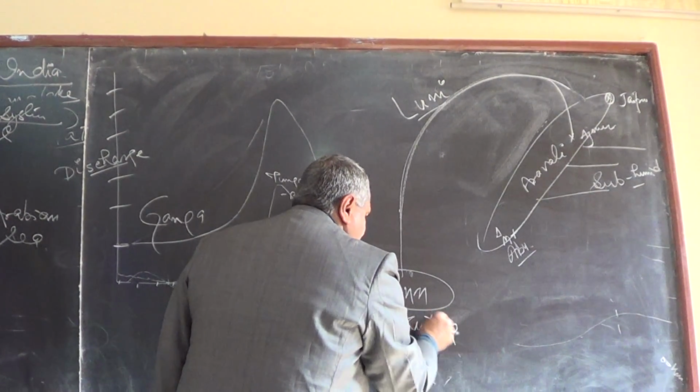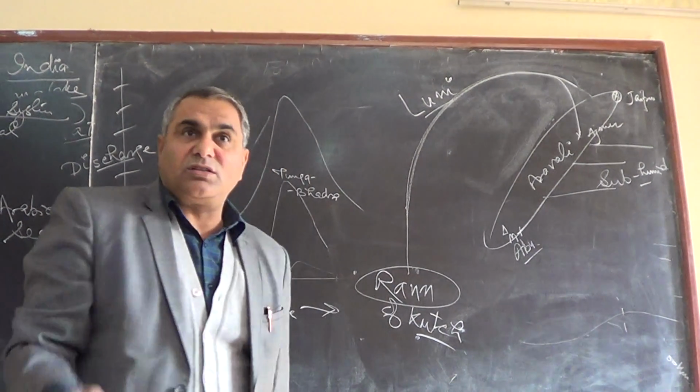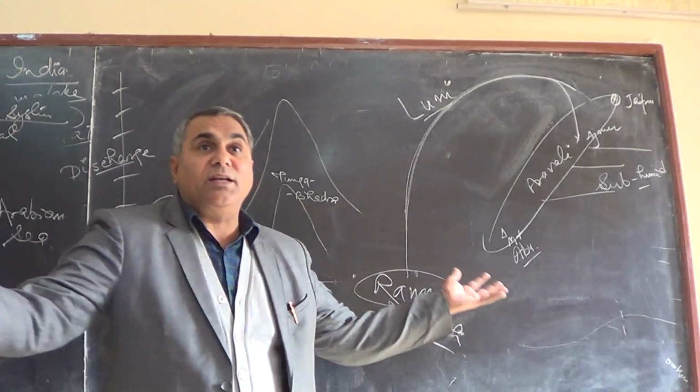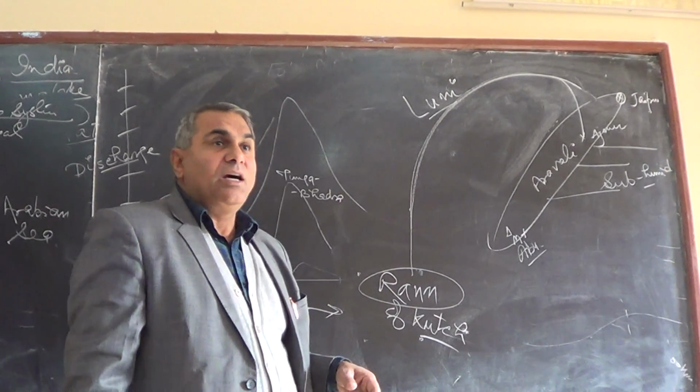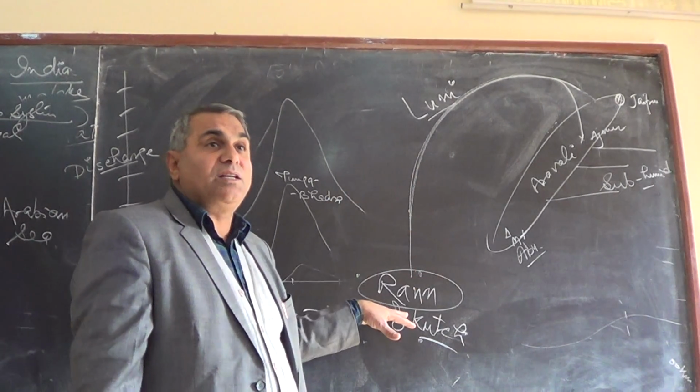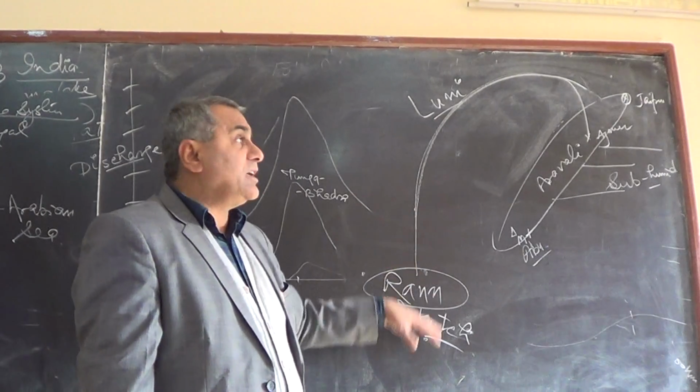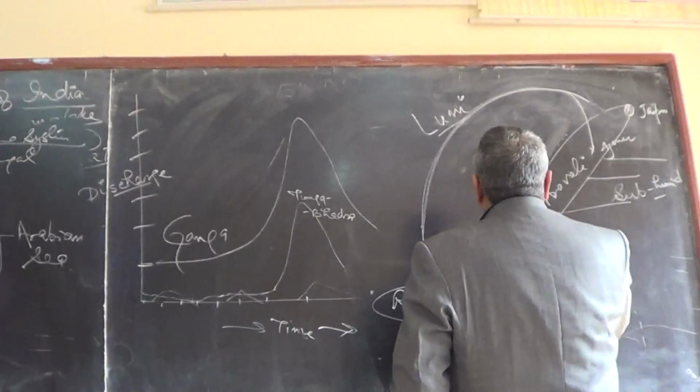Kutch is the district. Run means salt accumulation, a salt pan. A huge amount of salt is accumulated, brought by these rivers. It's an ephemeral river, not seasonal. It's rain controlled.